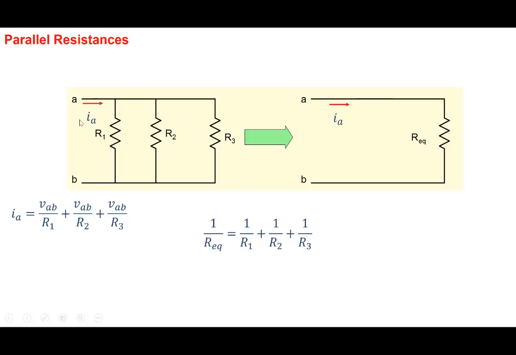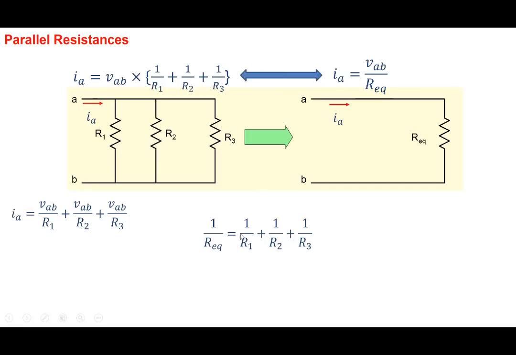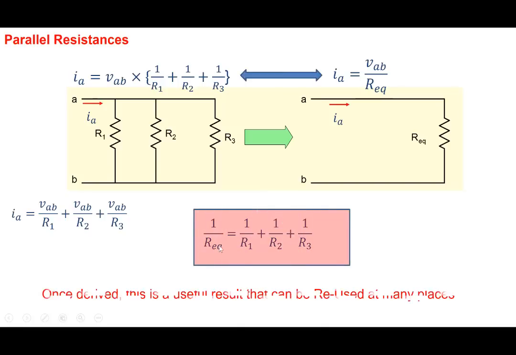In this case, for example, we apply Kirchhoff's current law. The current at this particular node, let's say IA entering, will be equal to VAB by R1 plus VAB by R2 and so on. In this case, the current IA is VAB by R equivalent. And if from the terminal side both of them are equivalent, then we get this result here. Again, once you derive this result, this is a useful result that can be reused at many places.